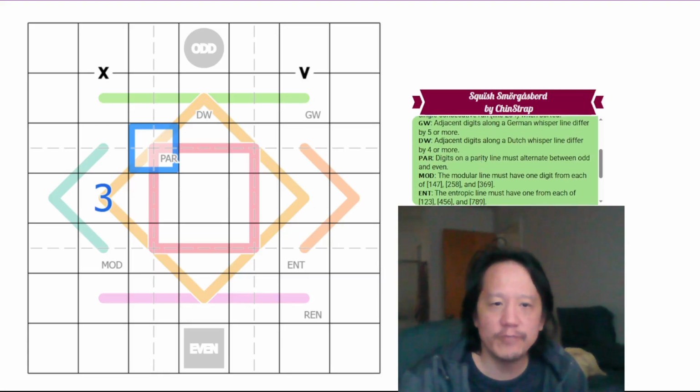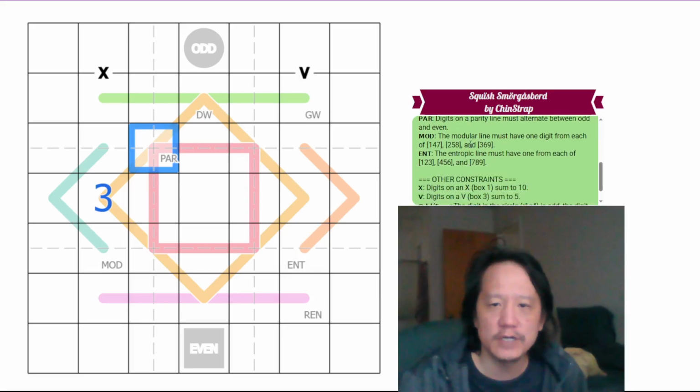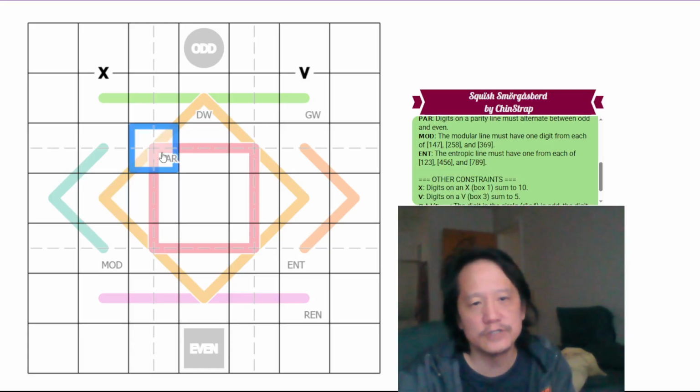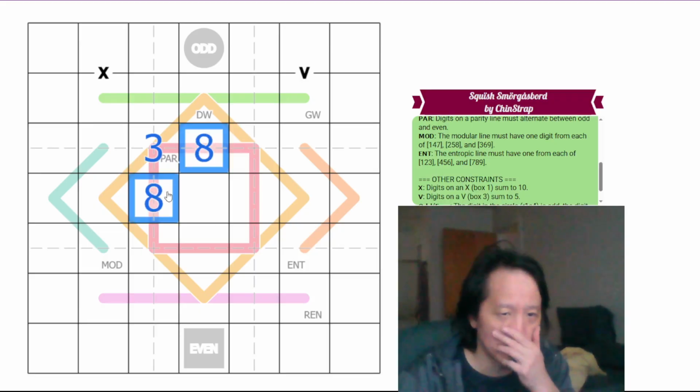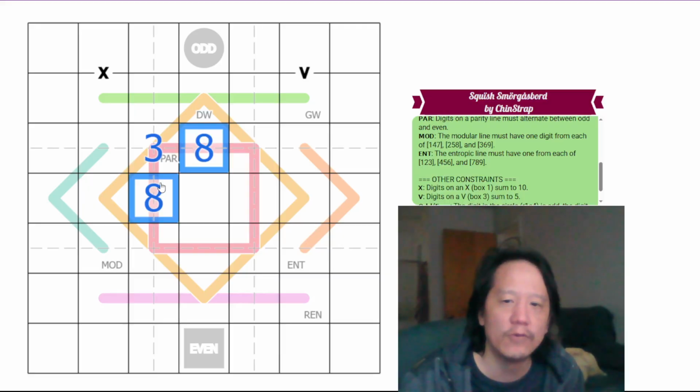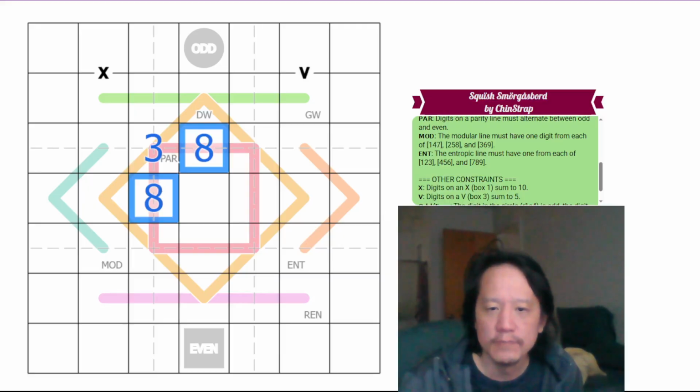We also have parity lines, where digits on a parity line must alternate between odd and even. So say this was an odd digit, say it was 3, then these digits would have to be even. So they could be 2, 4, 6, or 8 here. And that's an example of how parity lines work.